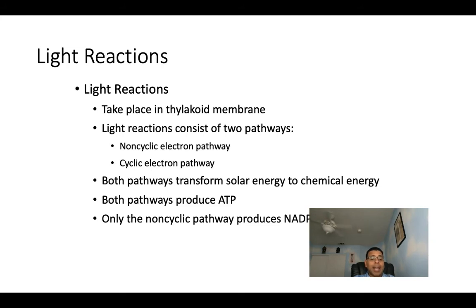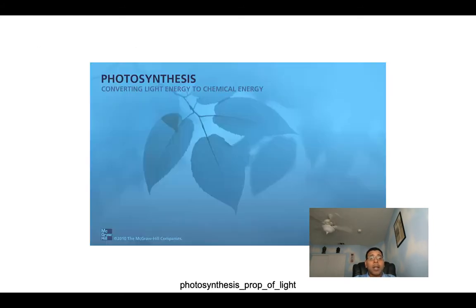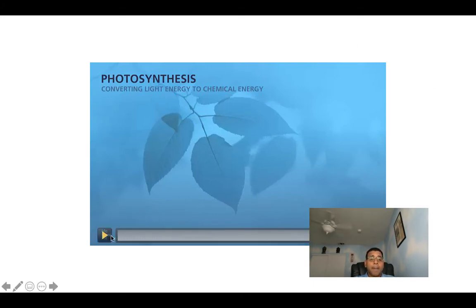Next, when we talk about light reactions, the light reactions that occur in the thylakoid membrane consist of two electron pathways called the non-cyclic electron pathway and the cyclic electron pathway. Both electron pathways produce ATP, but only the non-cyclic pathway also produces NADPH. Let's look first at the non-cyclic electron pathway, and then we'll jump over to the cyclic electron pathway. But before we do that, we'll check out this quick video about photosynthesis.